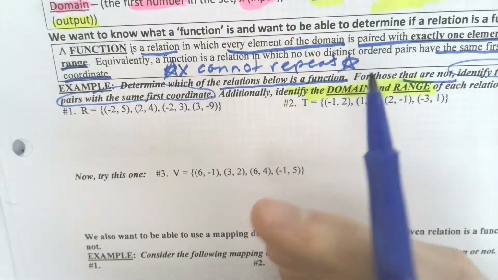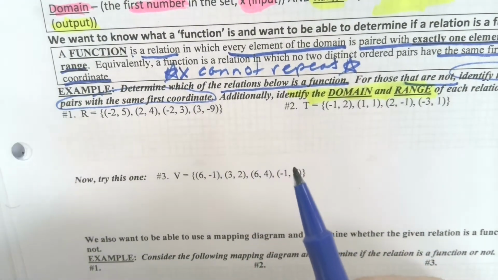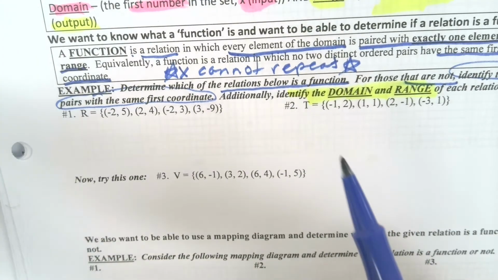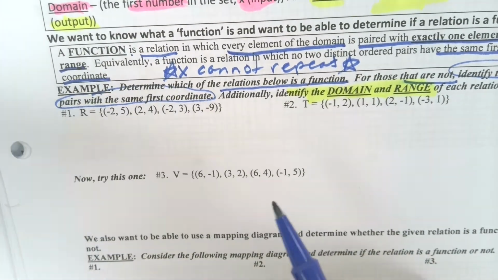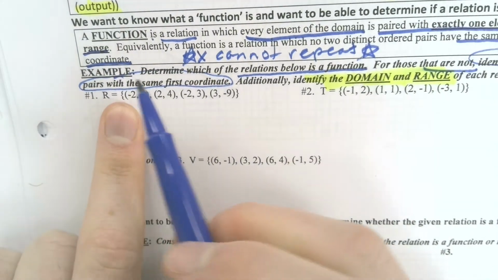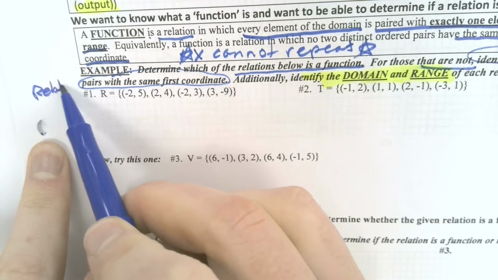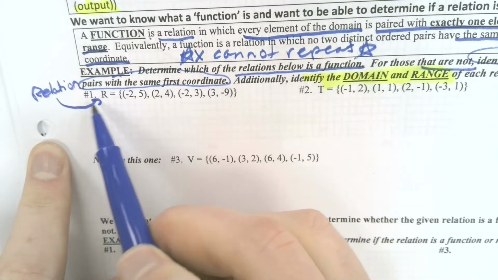So two things here. Tell whether it's a function. If it is, then label the domain and range. And if it's not, tell why it's not, and then label the domain and range. So let's start with number one. Here's our relation R. So relations have names, usually. This is relation R.